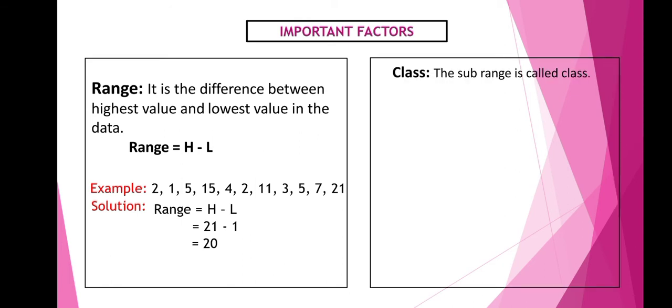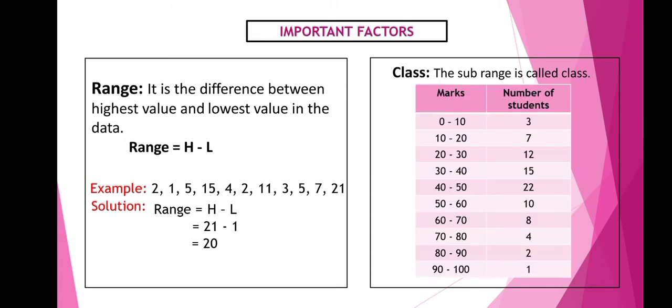And the next term we have is class. The sub-range is called class. Let us consider an example, the marks scored by students out of 100 in statistics subject. Now you can see that the marks are given here and the number of students are given. So students may score marks from 0 to 100. Some students may score 0 marks, some may score 1 mark, some may score 2 marks, some may score 3 marks, etc., up to some students who will score 100 marks.